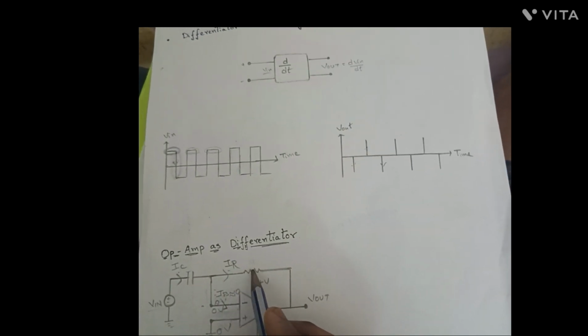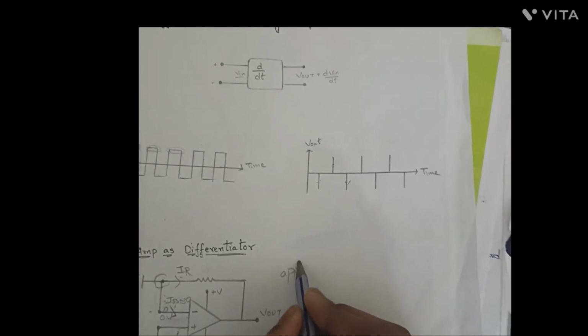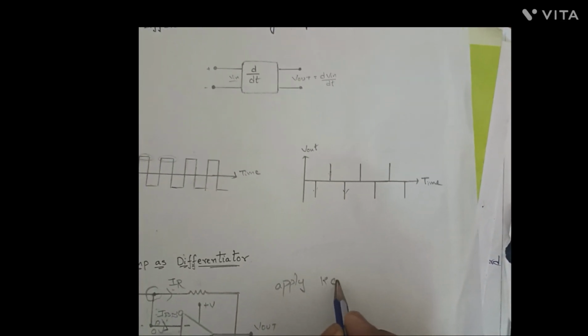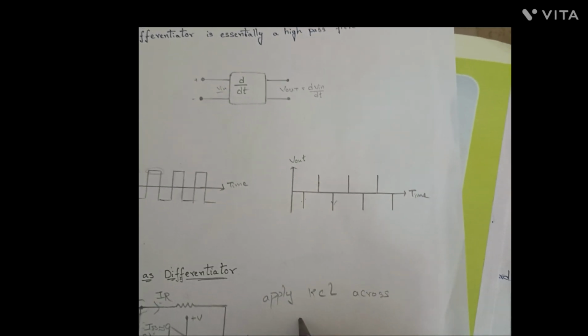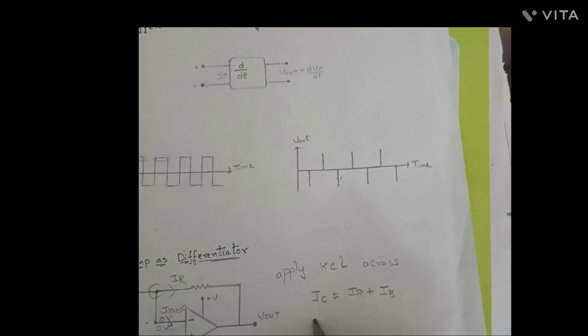This current IR flows through the resistor, and we take this node and apply KCL across this node. As we know, by applying KCL, current IC is equal to IR plus IB. As we know, the current IB is approximately equal to 0. We can write current IC is equal to current IR.